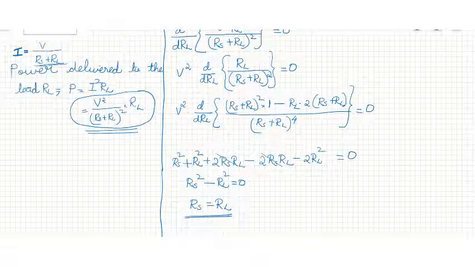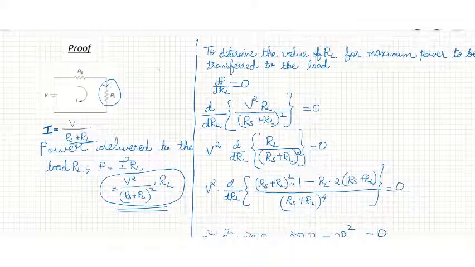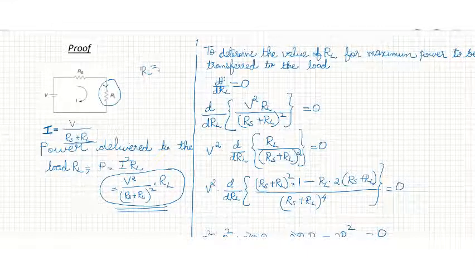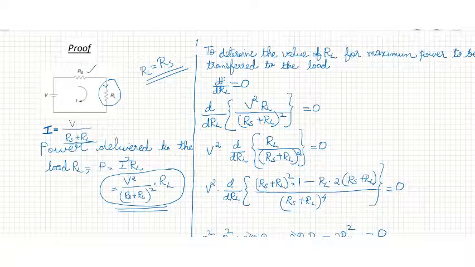So in order to get maximum power, the value of load resistor RL should be equal to the series resistor Rs. This is the condition for maximum power transfer. The value of this RL should be equal to this source resistor Rs. This is maximum power transfer theorem. Hence we can say that the theorem is proved.